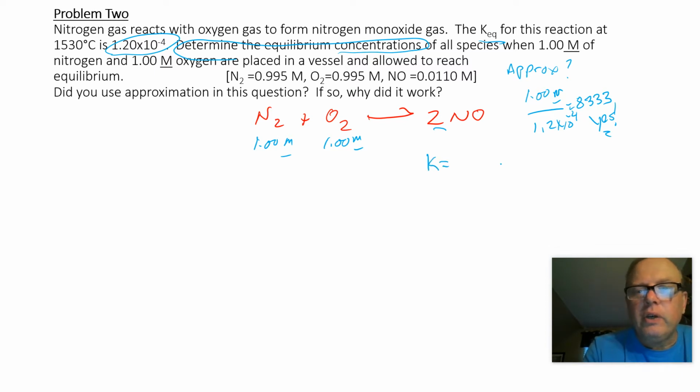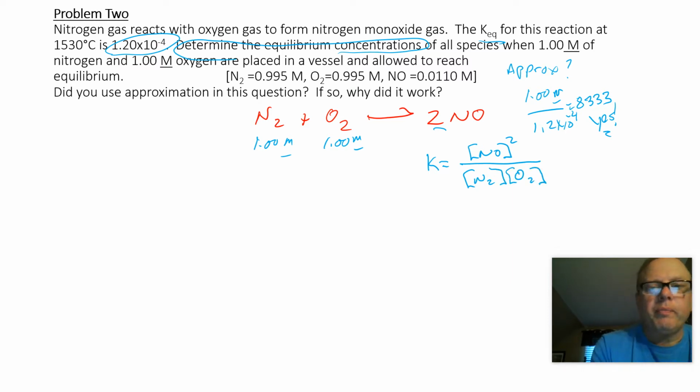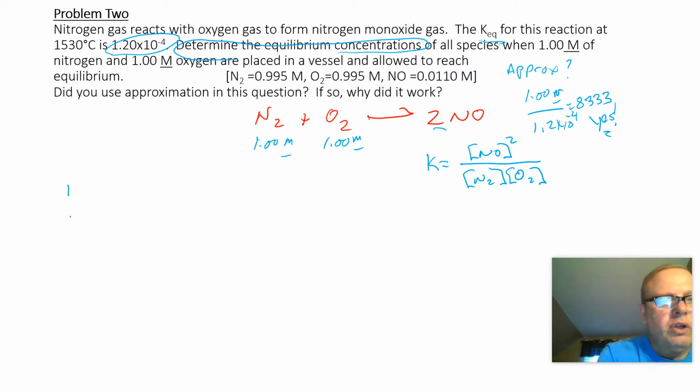Okay, next thing I'm going to do is what does my K equal? K is going to here equal, on the top, NO squared. On the bottom, concentration of N2 at equilibrium, concentration of O2 at equilibrium. All right, now I'm going to go to my ICE chart. And in my ICE chart, initial, change and then equilibrium, N2 is going to start at 1.00 and it's going to be a minus X. So that's going to give me an equilibrium value of 1.00 minus X. But again, I can approximate, so I can get rid of that. On the O2, it's going to be the same thing.